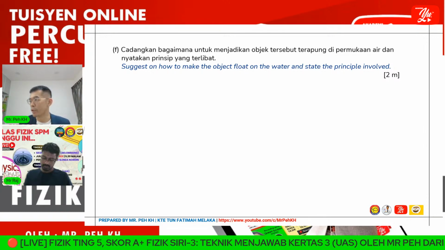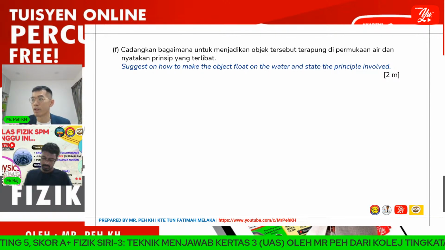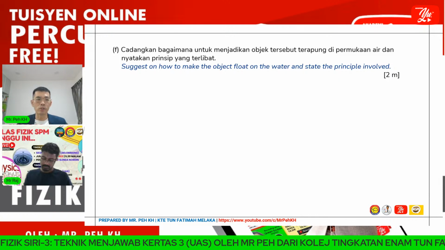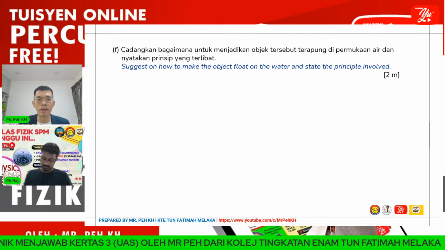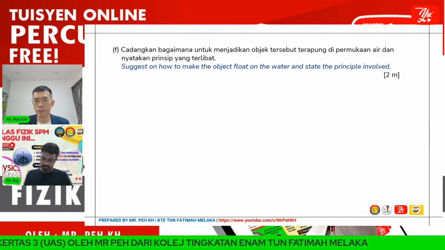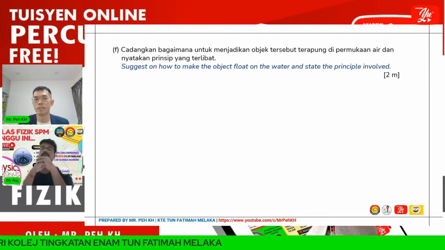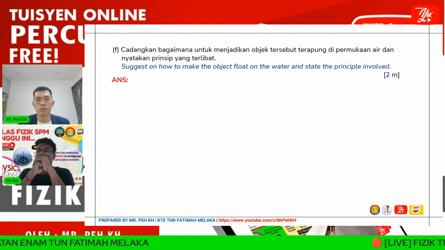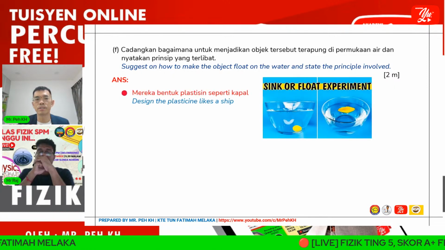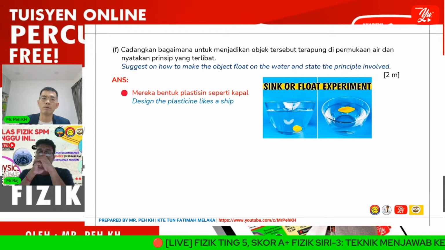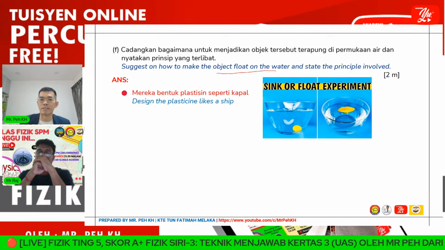So that we take a break, then we go for the second question here. Okay, so suggest how to make the object float on water and state the principle involved. So here 2 marks. First, the advanced answer here: the mark will be given for how you can make the object float. So here it will be the plasticine.